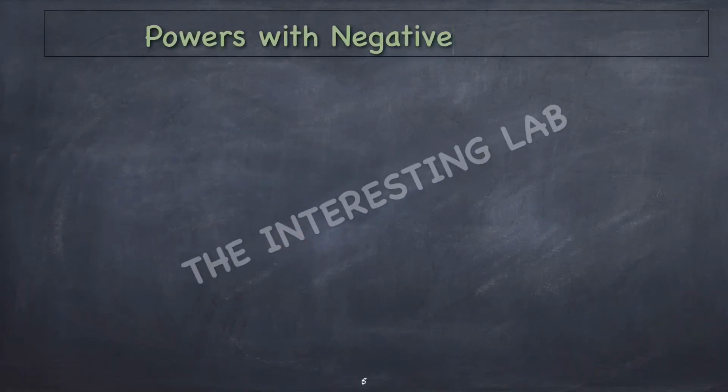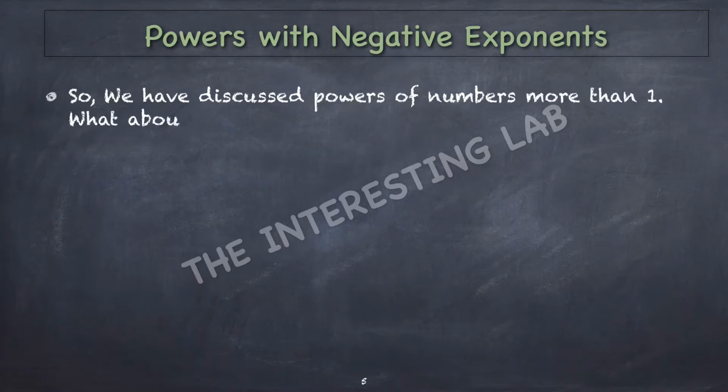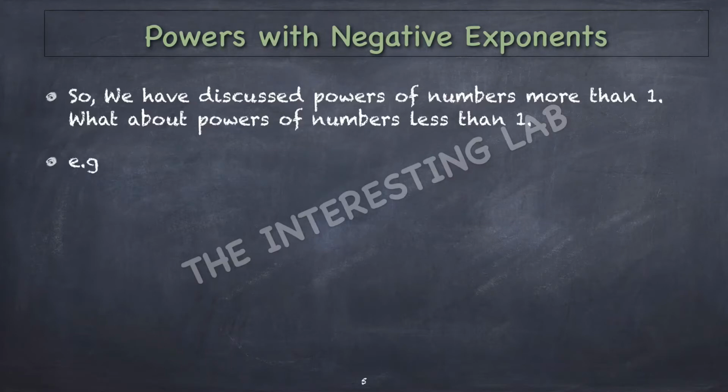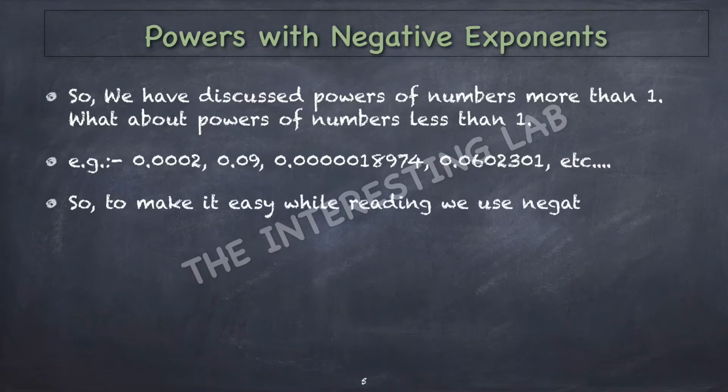Powers with negative exponents. So, we have discussed powers of numbers more than 1. What about powers of numbers less than 1? For example, 0.0002, 0.09, 0.0000018974, 0.06023001, etc. So, to make it easy while reading, we use negative exponents.